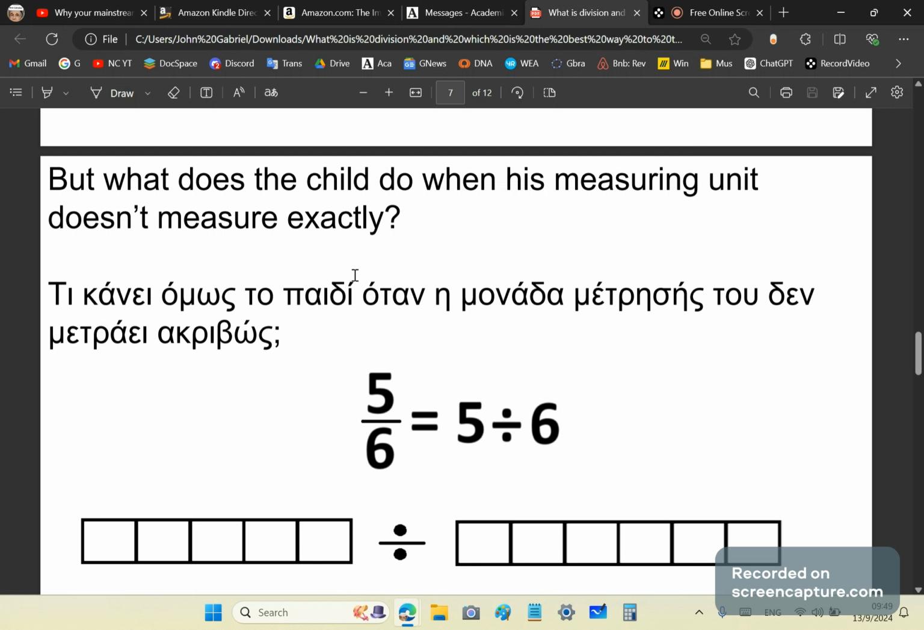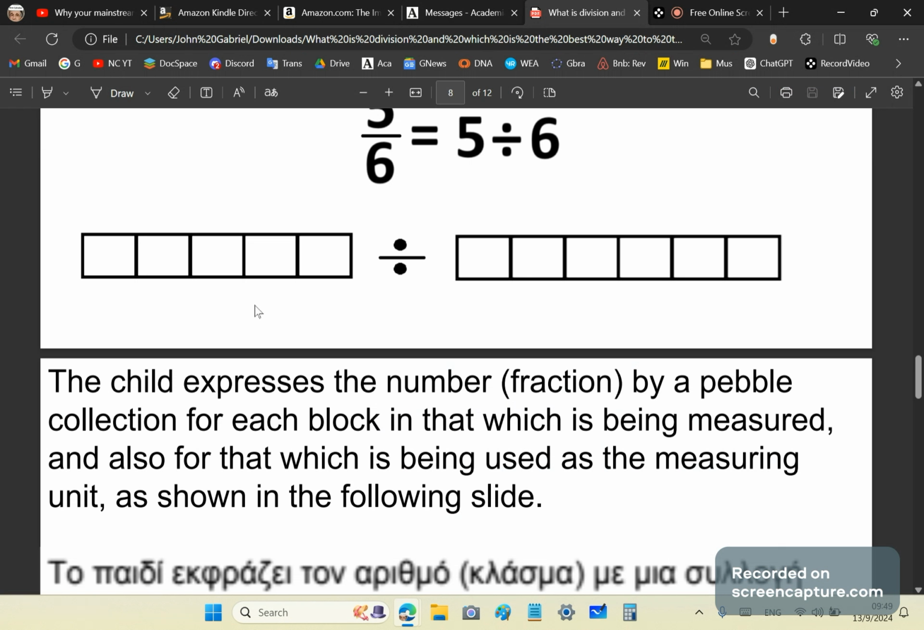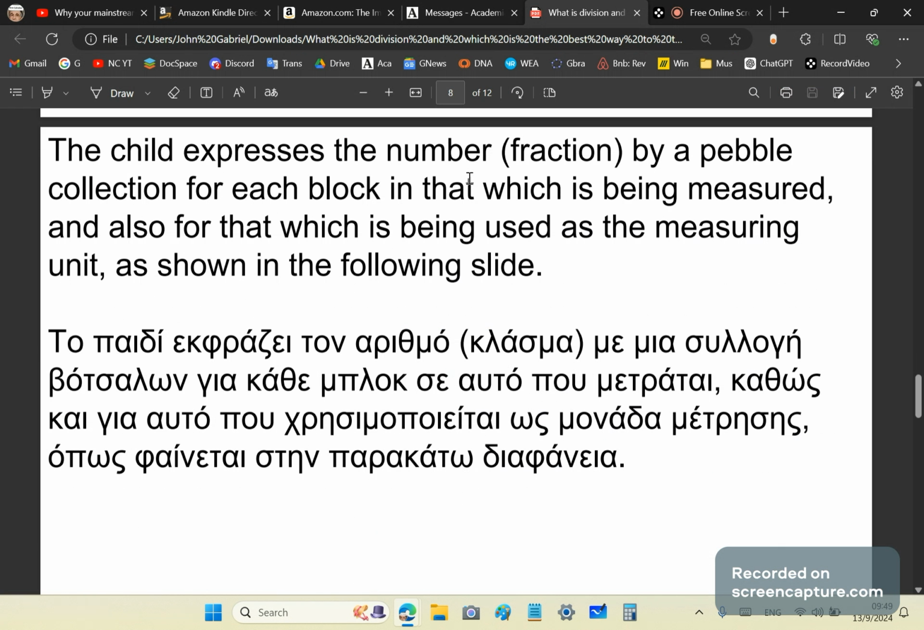So what does the child do when his measuring unit doesn't measure exactly? So this measuring unit is longer than this one. Okay, so what does the child do? Well, the child expresses the number or the fraction by a pebble collection for each block in that which is being measured, and also for that which is being used.